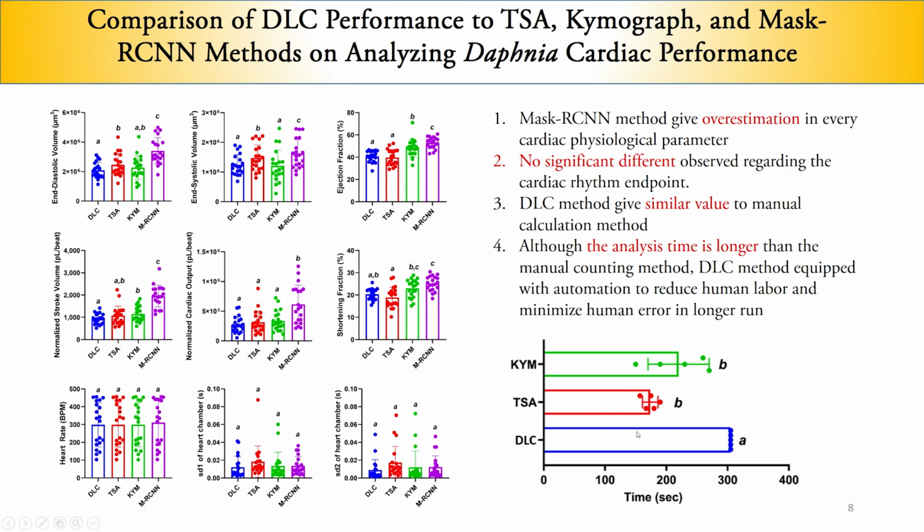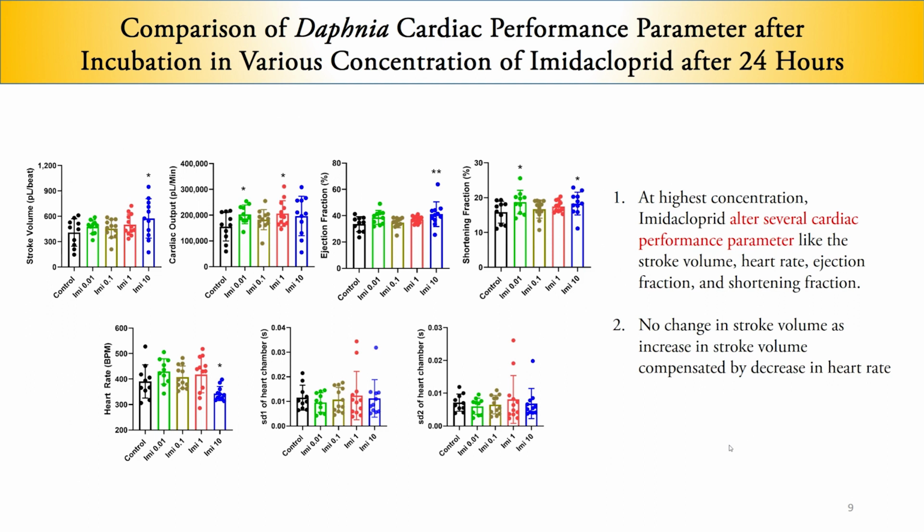However, as we can see here, DLC is somewhat significantly slower compared to the other methods, in this case we calculate the time needed for analysis. However, the DLC method is equipped with automation to reduce human labor and minimize human error in the longer run. So it still can be useful for calculation, especially for beginners who have never used an image-based method.